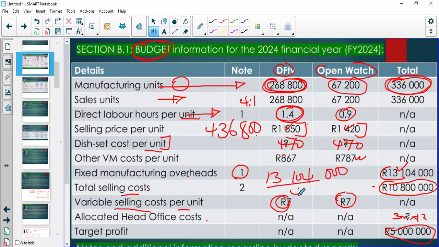You divide by 436,800, and you're going to get this as per hour, rand per hour, because this is the total number of direct labor hours. So it's 13,104,000 divided by 436,800. So it's 30 rand per hour. This is very important, because you need to determine exactly how you do your allocation basis. For every hour, we're going to allocate 30 rand.